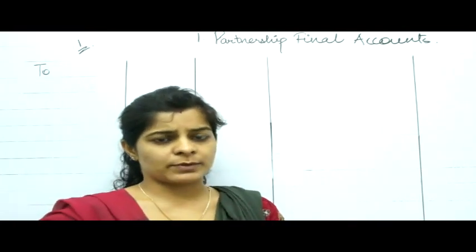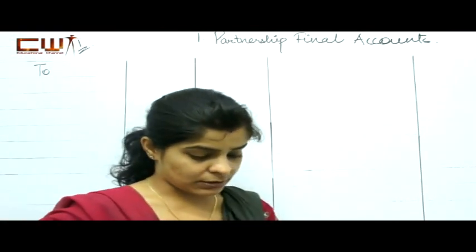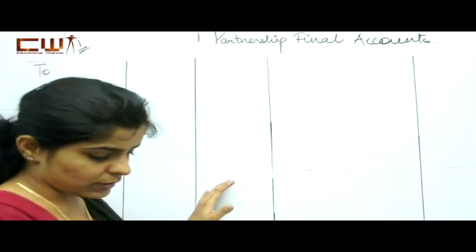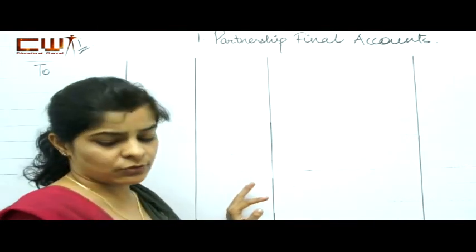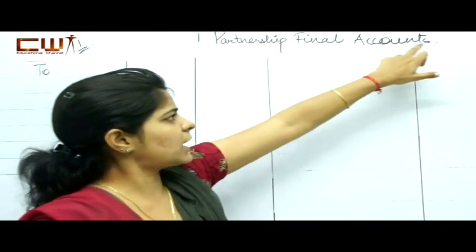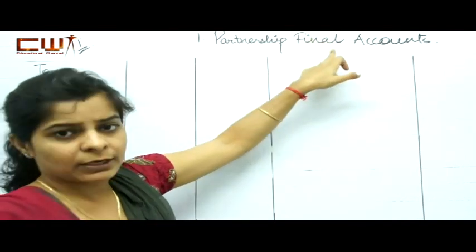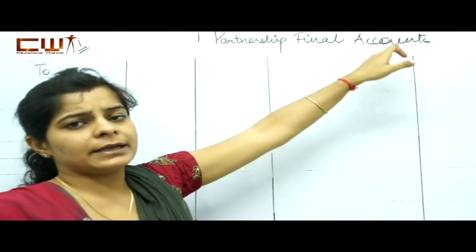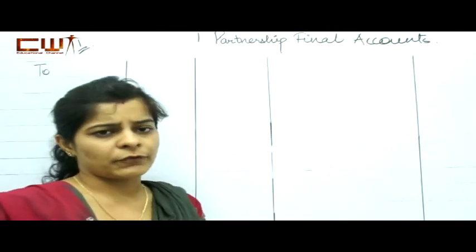Let's move on to the first numerical. You have been given the trial balance of Messrs. Suyash and Siddesh, so we will write: in the books of Suyash and Siddesh, trading and profit and loss account for the year ending 31st March 2009. This is how you will prepare your profit and loss account.